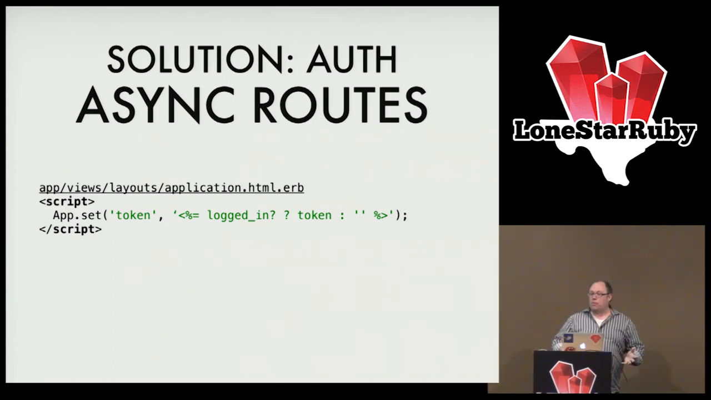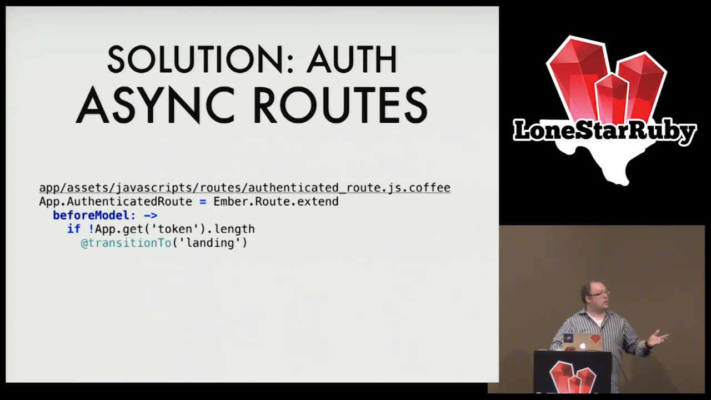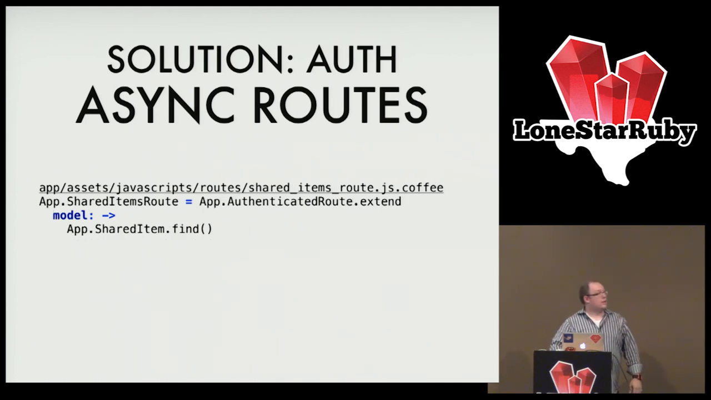Authentication was really hard with Ember before. It's really easy now because they've changed routes to be asynchronous. I won't get into the details of it, but basically, I'm going to show you a really naive solution that I got up and running in a very, very short amount of time. I set an application token, randomly generate it, put it in Ember, and just check for that. If it doesn't fit before I load the model, kick the user back out to the landing page.